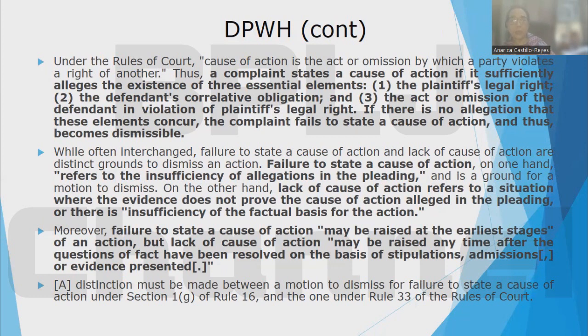Failure to state a cause of action refers to the insufficiency of the allegations in the pleading. Lack of cause of action refers to a situation where the evidence does not prove the cause of action, or there is insufficiency of the factual basis for the action. Failure to state a cause of action may be raised at the earliest stages, but lack of cause of action may be raised at any time after the questions of fact have been resolved on the basis of stipulations or evidence presented.